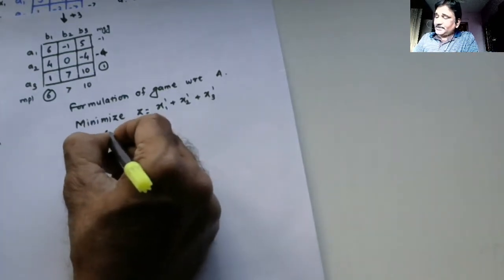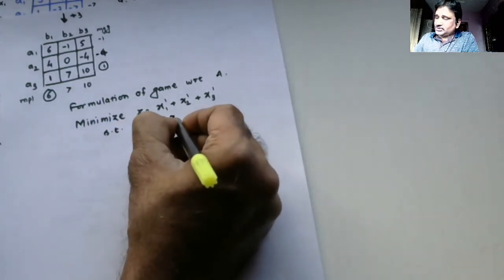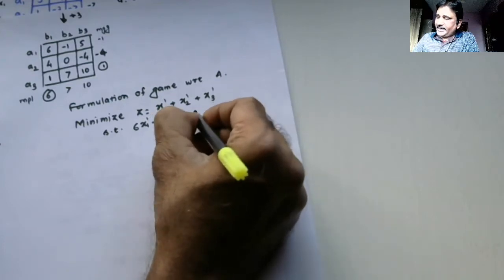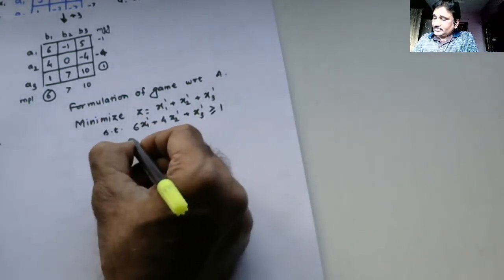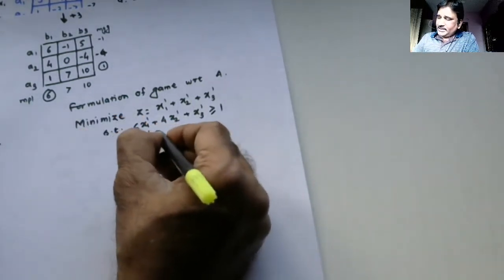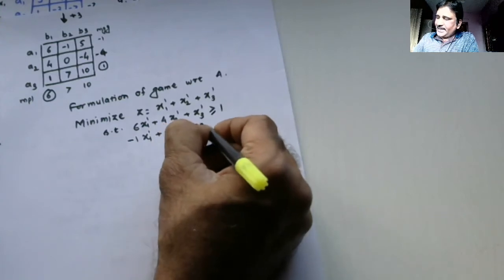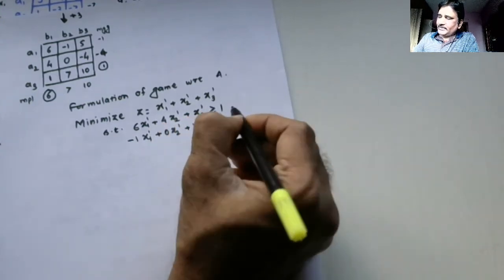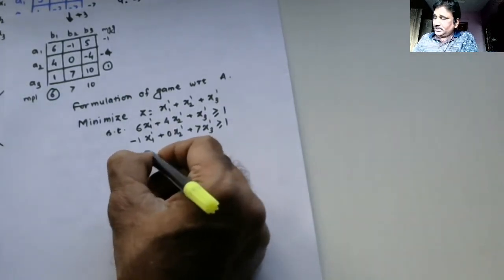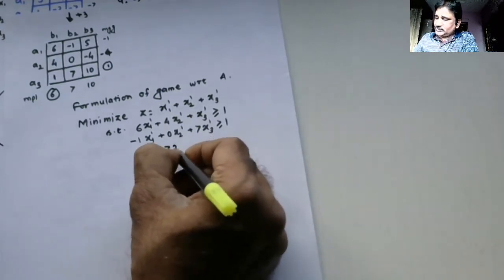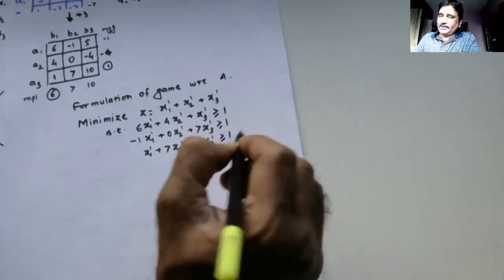Subject to 6x1 dash plus 4x2 dash plus x3 dash greater than or equal to 1, and then likewise minus 1 x1 dash, plus 0 x2 dash plus 7 x3 dash greater than or equal to 1, and the last constraint will be x1 dash plus 7 x2 dash plus 10 x3 dash greater than or equal to 1.